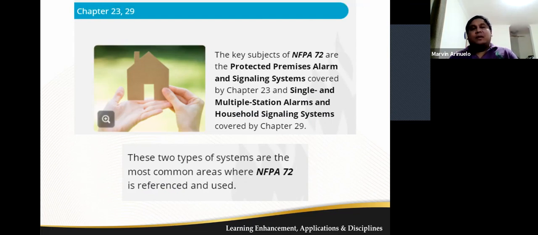Chapters 23 and 29 are the key subject of NFPA 72. The protected premises alarm and signaling system is covered by 23, and single and multiple station alarms and the household signaling system are covered in 29. These two types of system are the most common areas where NFPA 72 is referenced and used.